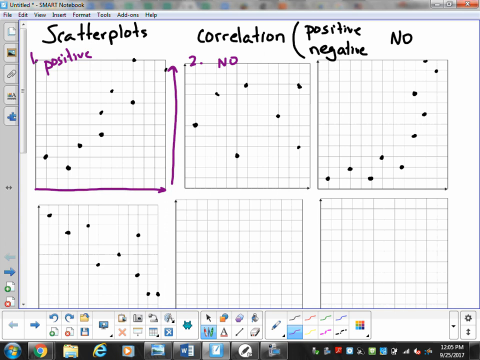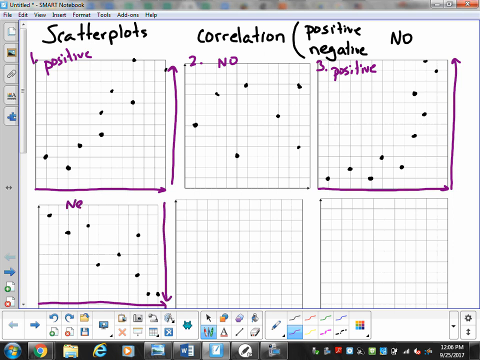Okay. On plot 3, again, as the data goes to the right, the data is also going up. So number 3 is also a positive correlation. And then on number 4, as the data goes to the right, the data is going down. And so this is a negative correlation. Okay, so those are some different types of correlation. You have positive. We have 2 examples of that. You have one of no correlation and one of negative correlation.